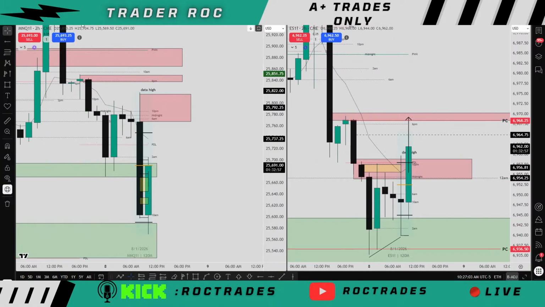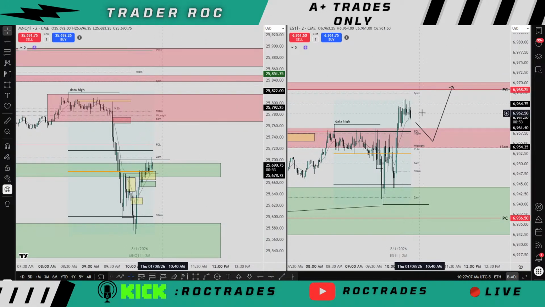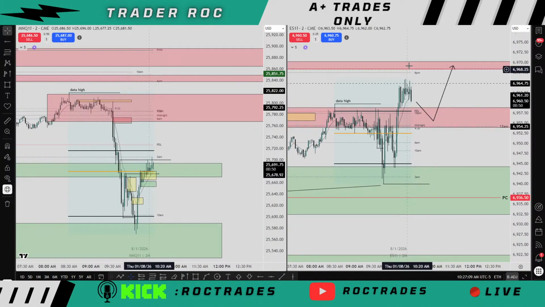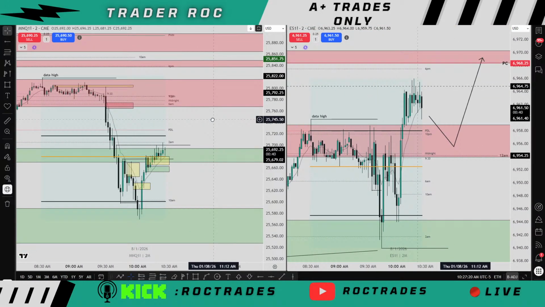So I'm looking at that as my next short point of interest. So that's why I'm like, if price just runs directly into here, then I'm not a fan. But if we get that pullback, then I'll buy it up into this level. So let's see.